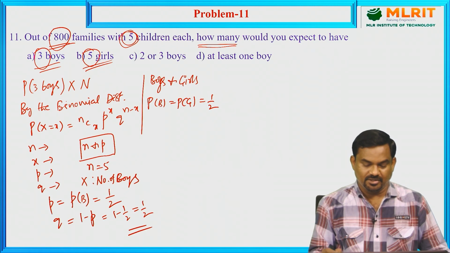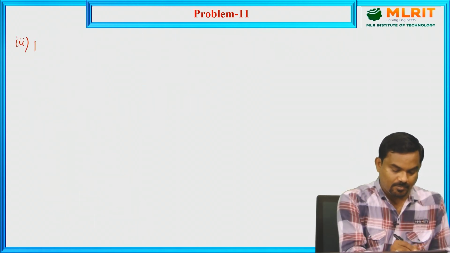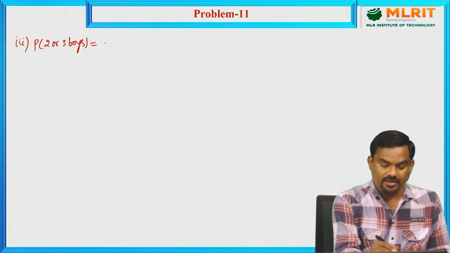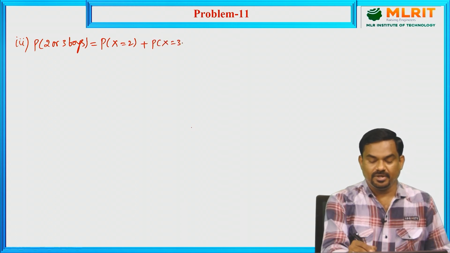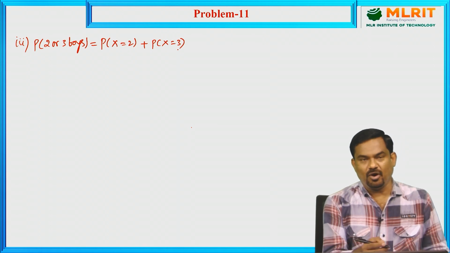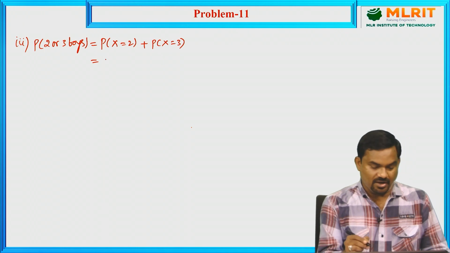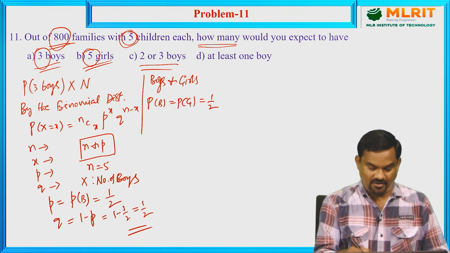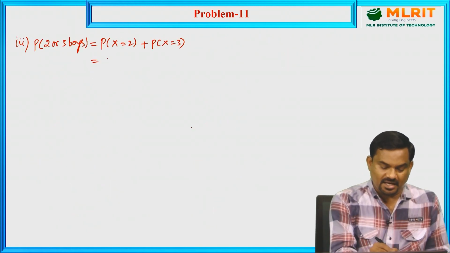Similarly, coming to the third one, 2 or 3 boys. The third question, probability of 2 or 3 boys. So that is probability of x equal to 2, or means plus, probability of x equal to 3. So we can consider the families with 2 boys or 3 boys. So probability of x equal to 2, just now we have calculated. No, 3 boys we have calculated. That answer we have in the first question, 5 by 16. Okay, let us calculate again.